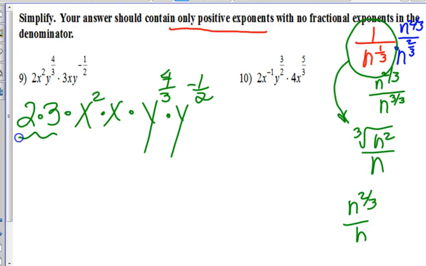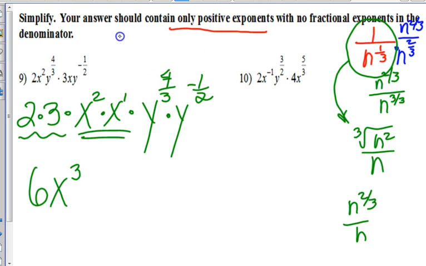Because what's 2 times 3? 6. How many x's do I have in here? X to the 3rd or an x cubed. Everybody all right? What do I do with this mess? What did you do with these exponents? Added them. So we need to add those.